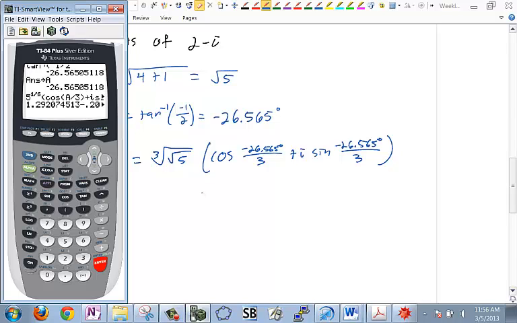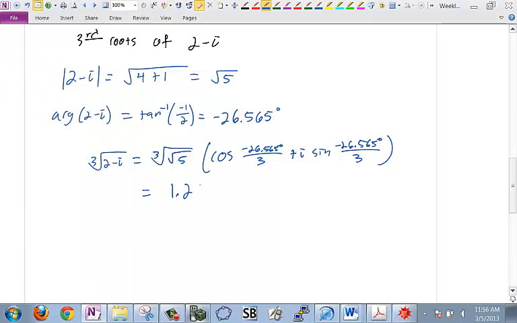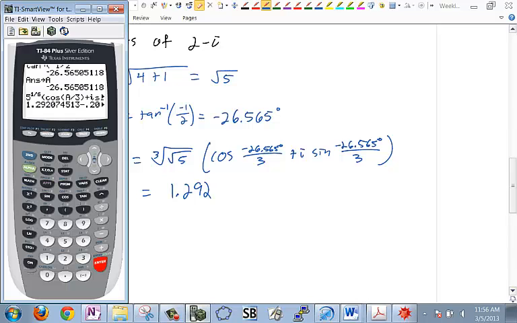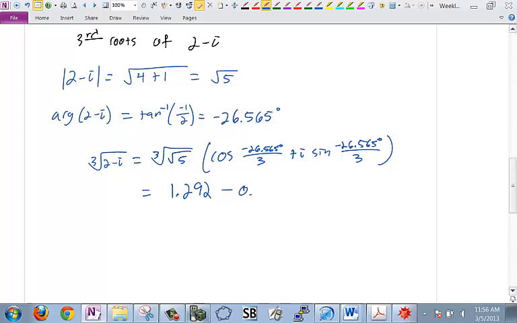We get 1.292 minus 0.201i. Agreed? So there's 1. Box that in. Next, I want to add what to this angle? 120, because there's 3 roots.